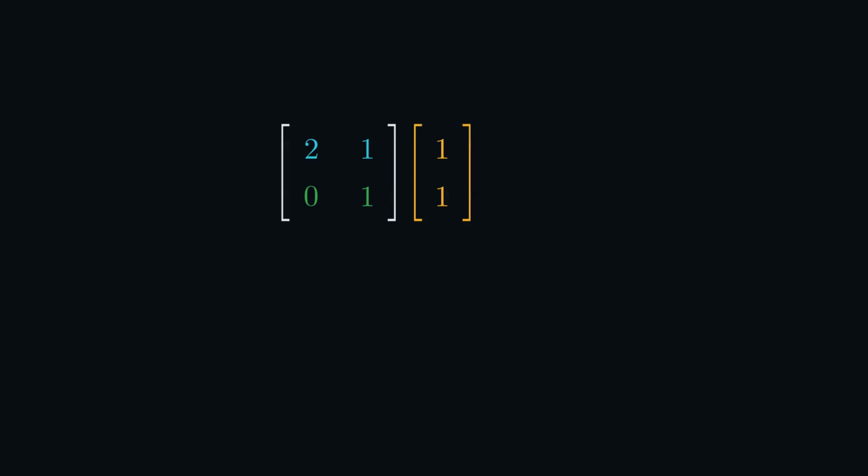In numbers, it is pure bookkeeping, and color keeps it straight. The matrix, top row in blue, bottom row in green, times the yellow vector. Blue row into the column. 2 times 1 plus 1 times 1 gives 3. Green row into the column. 0 plus 1 gives 1. Stack the 2 answers, color for color, and the point 1, 1 lands on 3, 1.